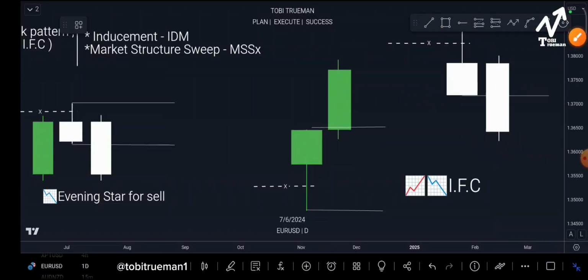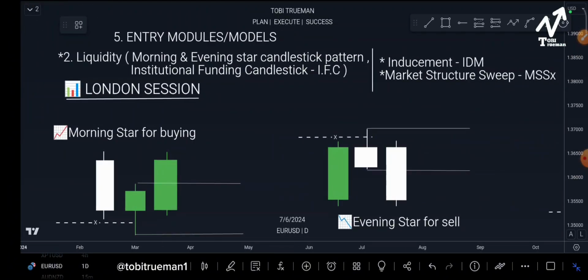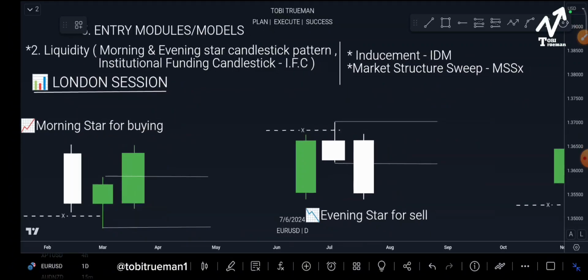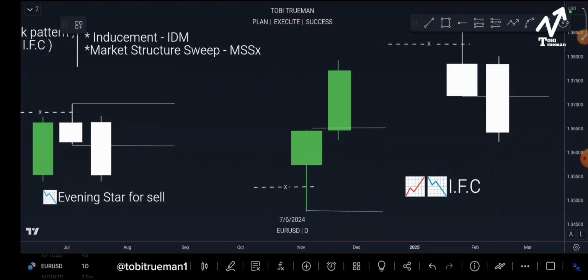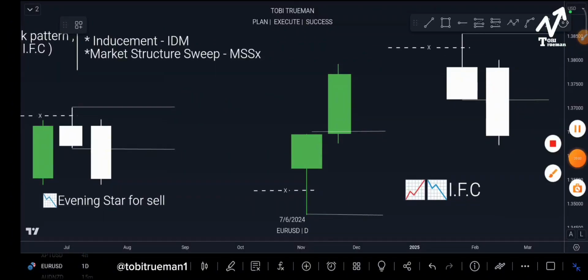Okay, these are the entry models to use when trading this SMC with AMD confluence. I hope this is very helpful. Watch this video again, practice, and I hope you will find benefit in it.